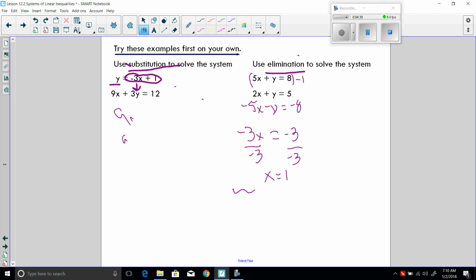Now at this point, what do I do with that x is equal to 1? I shove that back into one of these equations here. I'll pick the top equation, so I'll have 5, and then instead of x, I'll have a 1 plus y, that's a plus sign, equals 8. And I subtract 5 from both sides, and I get y is equal to 3. So I have the coordinate point 1, comma 3. And again, if I were to graph these, that's where they would intersect.